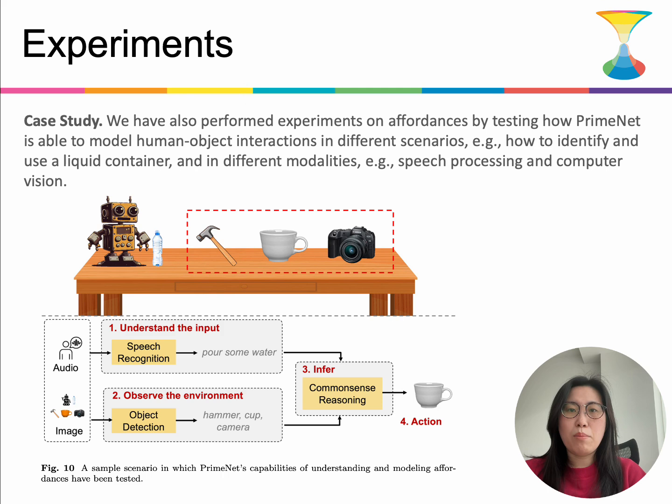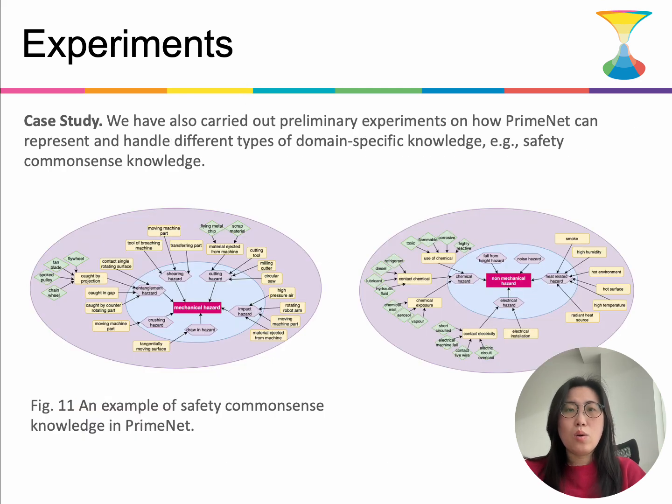We have also performed experiments on affordance by testing how PrimeNet is able to model human-object interactions in different scenarios, such as how to identify and use liquid containers, and in different modalities such as speech processing and computer vision. We also carried out preliminary experiments on how PrimeNet can represent and handle different types of domain-specific knowledge, such as safety commonsense knowledge.